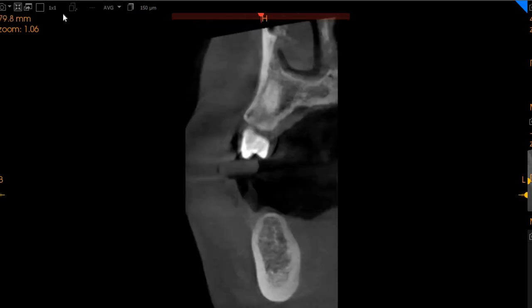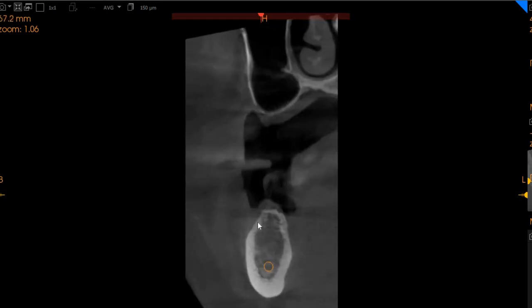The lower right segment, we have approximately 7.8 millimeters of ridge width with 17 millimeters of height. This is in the region of the lower right 4, and the region of the lower right 6, we've got approximately 6.9 millimeters of ridge width with 12 millimeters of height.